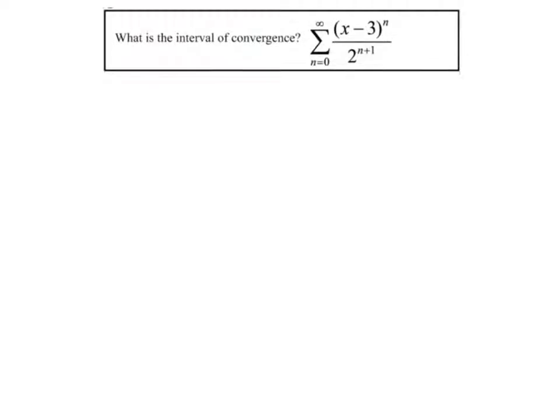Okay, in this video we're just going to review all of the things we've learned with convergence and Taylor series and some AP type questions. So first of all, the interval of convergence. Well, remember we always set up the ratio test.